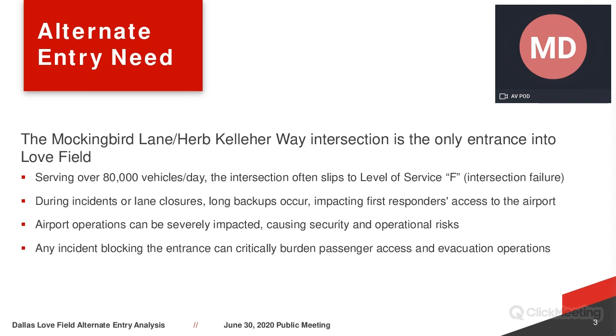It's burdened not only by the volumes coming into the airport, but also by the volumes on Mockingbird Lane. We serve about 80,000 vehicles a day, and the intersection is at a level F failure. And at peak, it is actually at a deeper level of F, where there are multiple cycles of the light before people can move through the intersection.